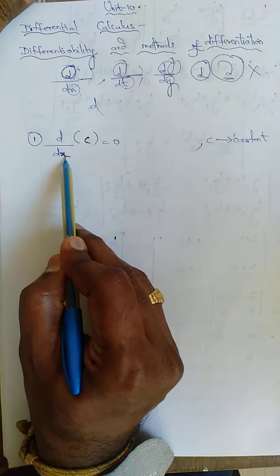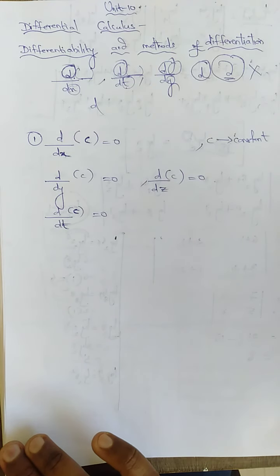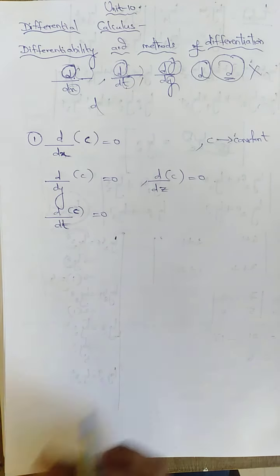Next, differentiate of a constant with respect to z. This one is 0. Differentiate of constant with respect to t, this one is 0. So what does it mean? Differentiating a constant gives only a 0. This is the main topic you need to learn. Differentiate of a constant gives a 0. This is the main formula.